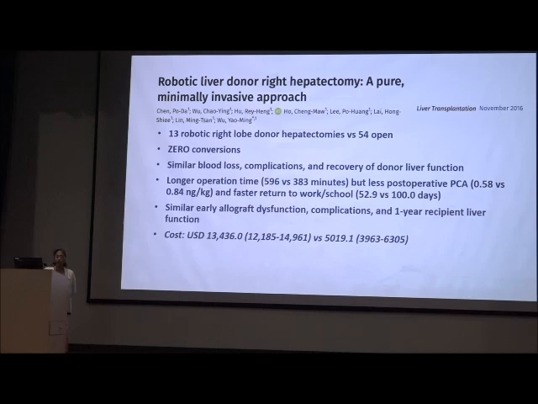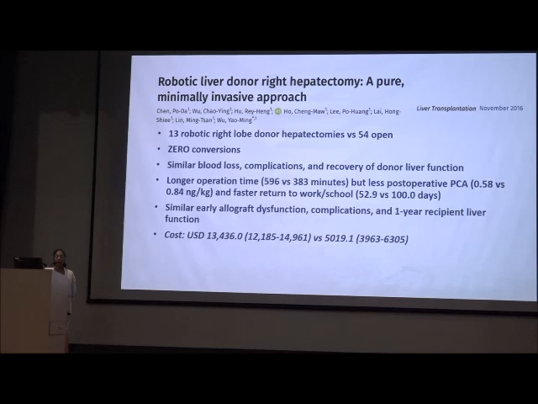Chen et al. first reported a series of 13 robotic right lobe donor hepatectomies in 2016. They compared it with their own experience of 54 open right lobe donor hepatectomies. They had 0 conversions, and similar rates of blood loss, complications, recovery of liver functions, and hospital stay as well. What was documented was a longer operating time, but the advantages noted were lower analgesic requirement in donors and a faster return to their normal activities.